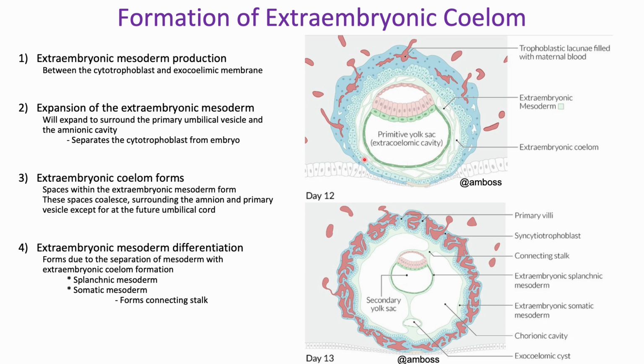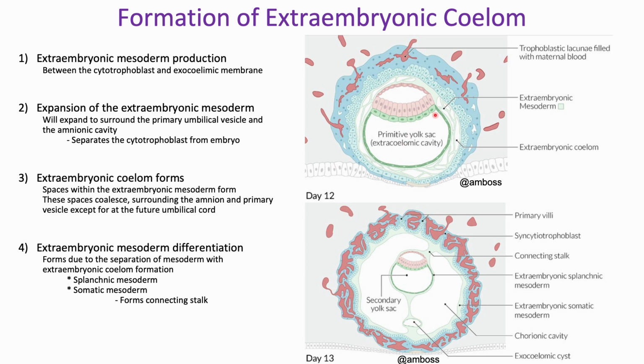They start producing this mesoderm, or connective tissue, and this mesoderm is going to start to expand all the way around the amniotic cavity and the exocoelomic cavity to create a space between the developing embryo and the cytotrophoblast, which are surrounding. As they're creating this space, they're going to expand to the point where spaces arise between the layers of mesoderm. And the space that arises is going to be called the extraembryonic coelom.